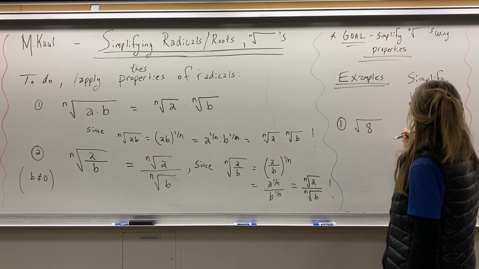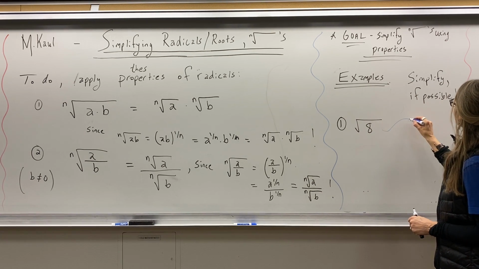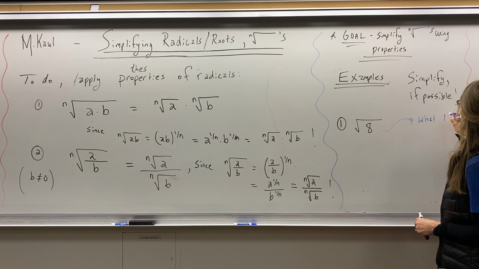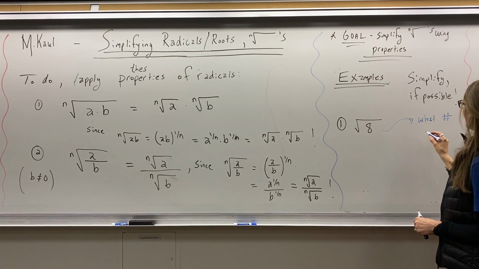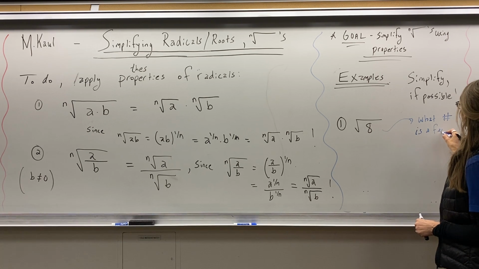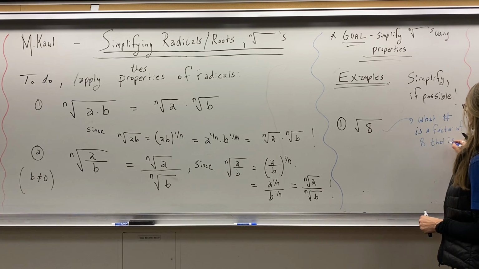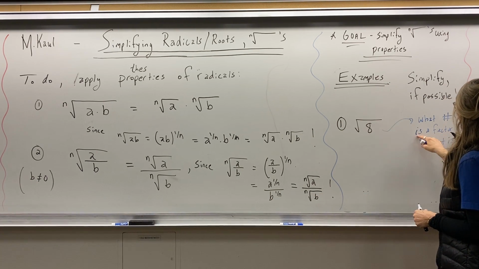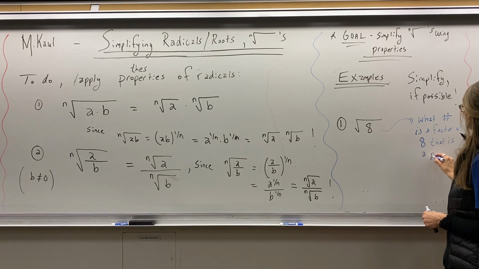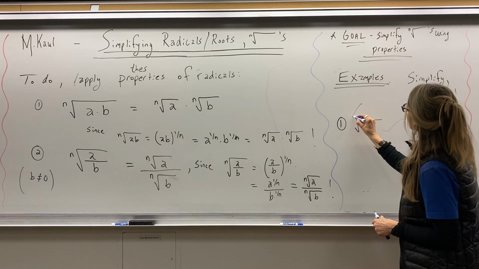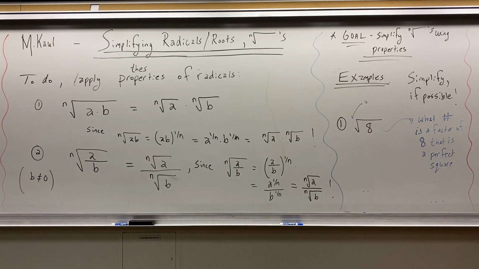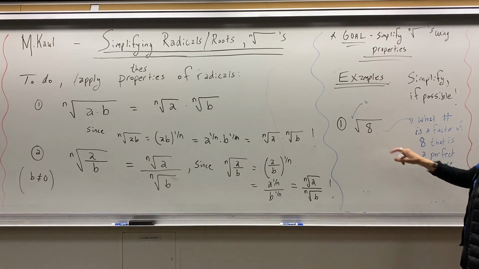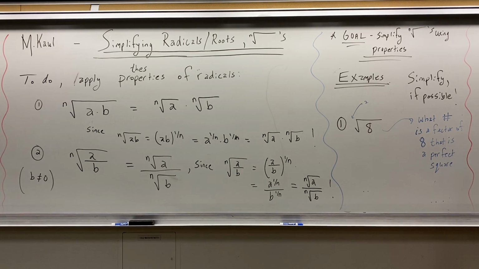So to start, we got to think of what number is a factor of 8 that is a perfect square. Let me get a better marker. Is a factor of 8 that is a perfect square, because we're dealing with a square root, right? Okay. So again, we want to first check, is 8 a perfect square? No. Then we want to say, what number is a factor of 8 that is a perfect square?